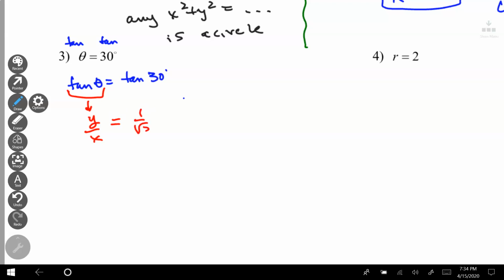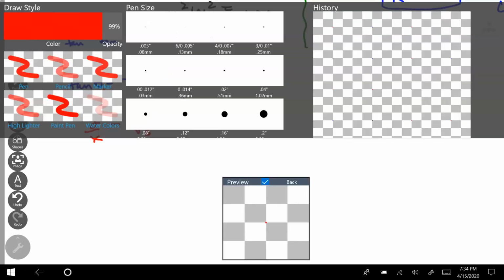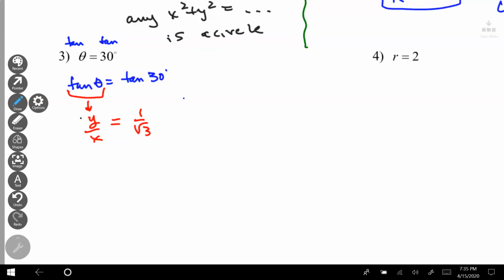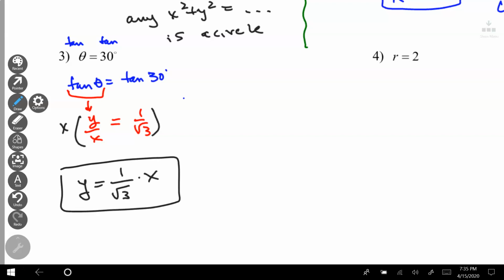And tangent of 30 degrees is 1 over radical 3, or you could do radical 3 over 3, they're the same to me, and then I'm going to multiply both sides by x. I get y equals 1 over radical 3 times x. 1 over radical 3 is just a number like 1/3 or 2/3 or 8 over 5 or anything. This is an oblique line. It is a slanted line that runs through the origin.